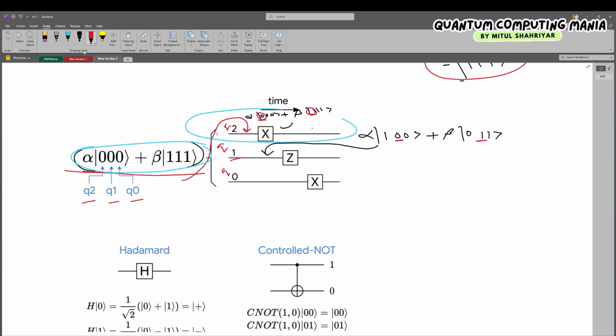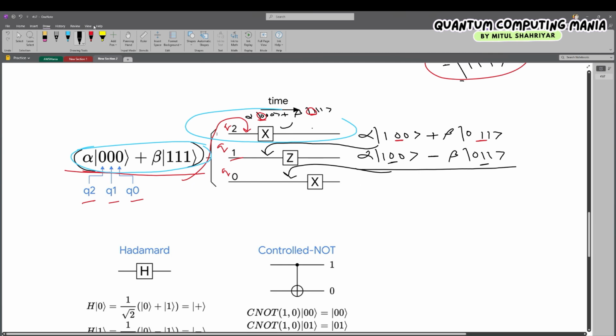So it should be 1 0 0 as it is, no change. But here we have minus, because 0 1 1, because if we pass 1, it returns -1 qubit. Great. Now we have to pass this whole thing through this one. As we know, we should be working on this one.